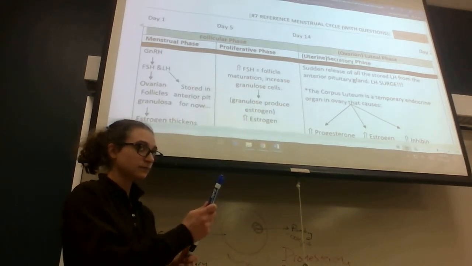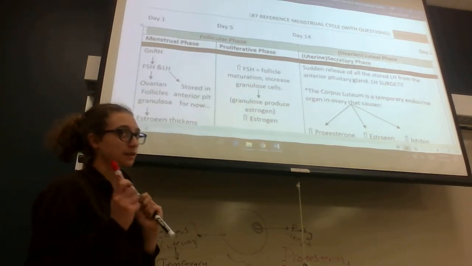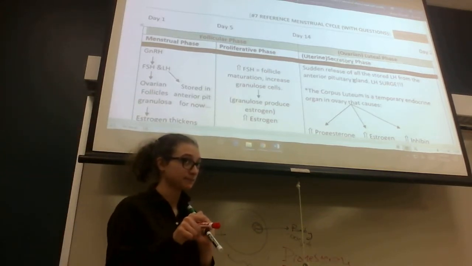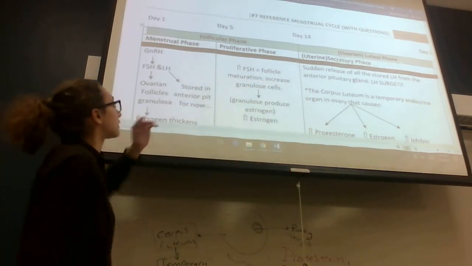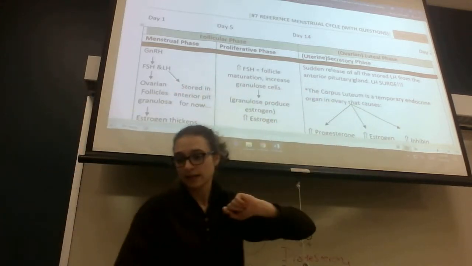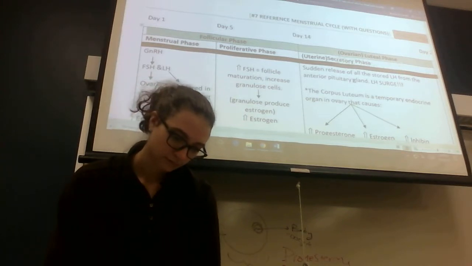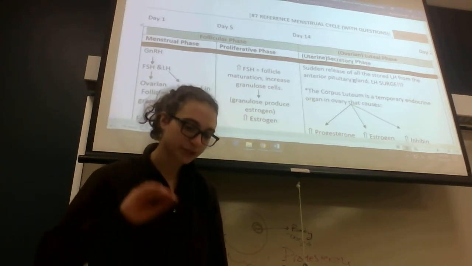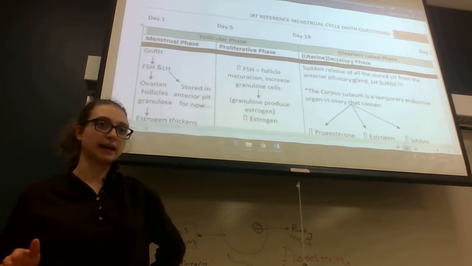So menstrual phase is ovarian? Menstrual phase, what bleeds? Is it the uterus or is it the ovary? Uterus. Yeah. So the first line up here, the follicular phase, the luteal phase, and the new follicular phase, those three are what's happening in the ovary over time. It's kind of like a timeline.